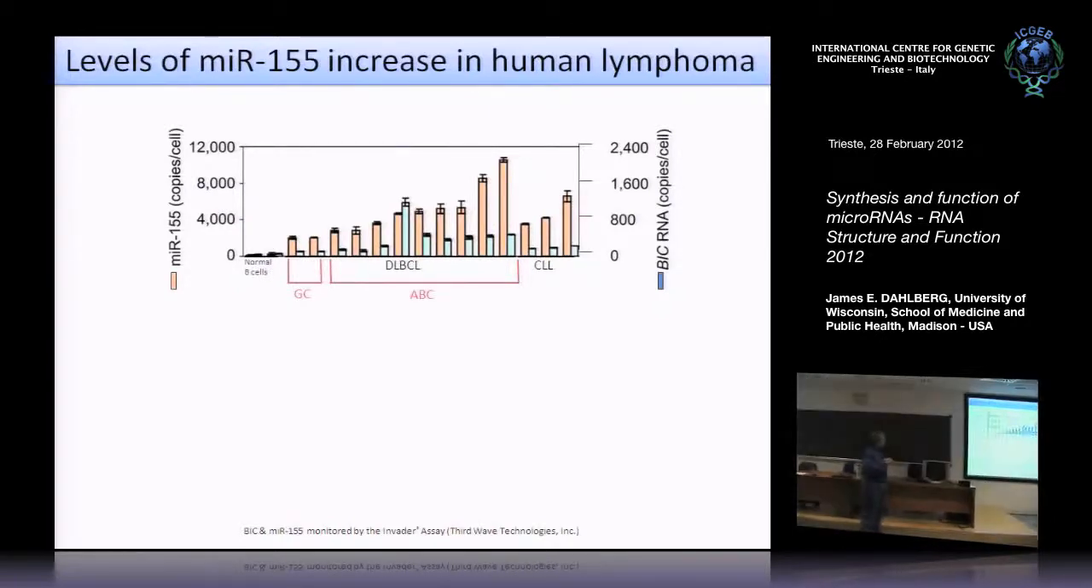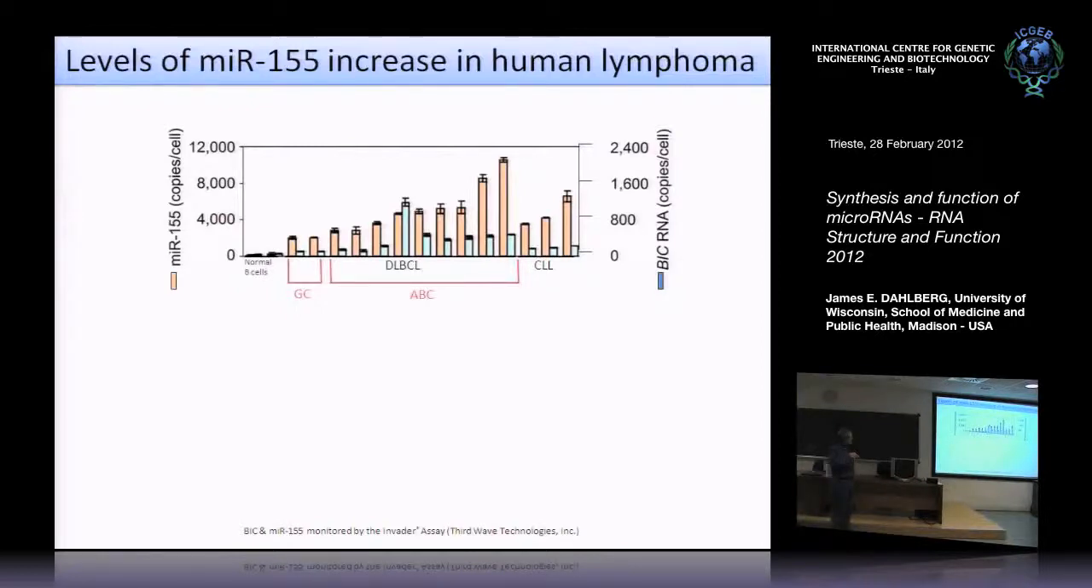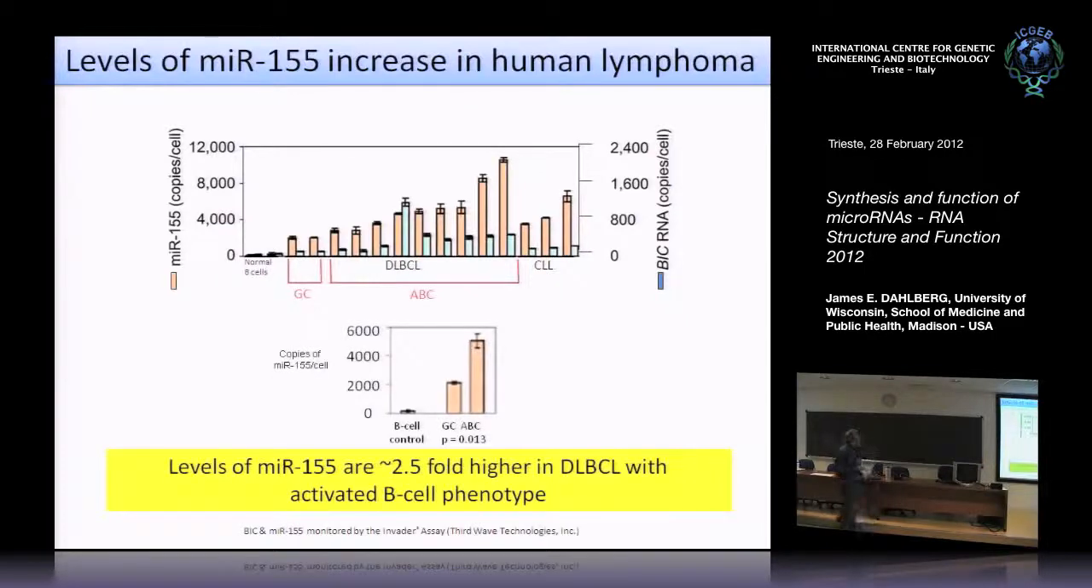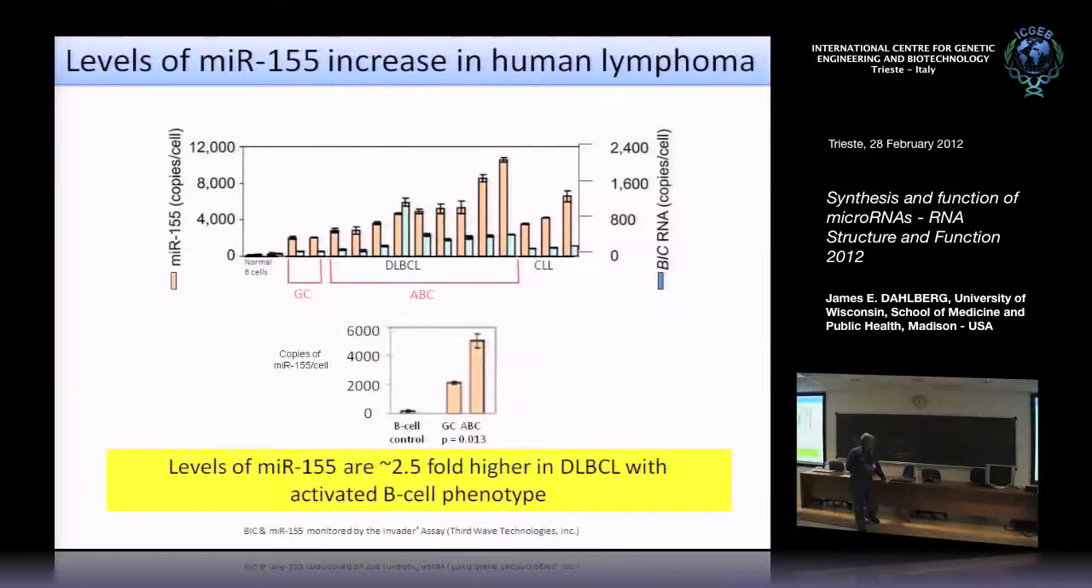And as you can see, it's the red bars that are important here. These are the levels of the mature microRNA 155 that we assayed in different lymphoma biopsies. The more aggressive lymphomas, like the activated B-cell lymphomas, are the ones that really have the elevated 155. You can see that the blue indicates the precursor of 155. That also goes up, but not nearly as much as the mature RNA itself. So the take-home message is that the levels of 155 are several-fold higher in the more aggressive types of lymphomas.